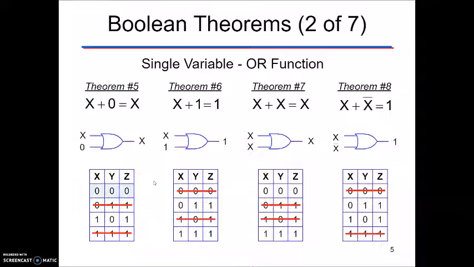Okay, now looking at our single variable OR functions, a similar process. Theorem 5 is that x or 0 equals x, theorem 6, x or 1 equals 1, theorem 7, x or x equals x, and theorem 8, x or not x equals 1. So knowing that, we can eliminate portions of our truth table and then make our circuit significantly simpler.